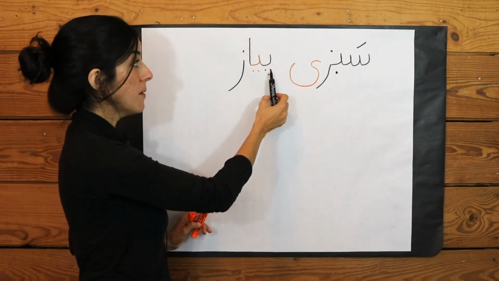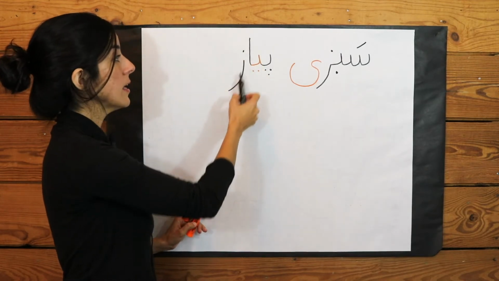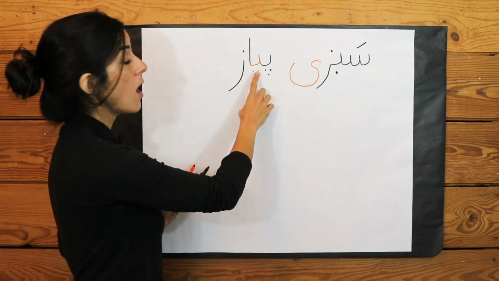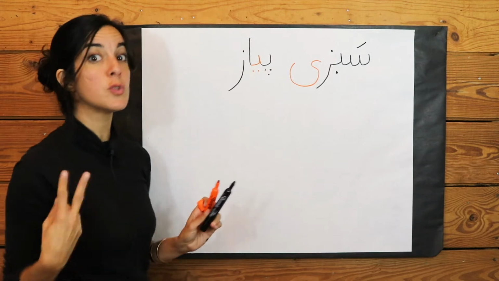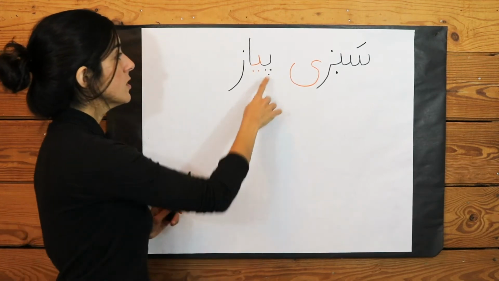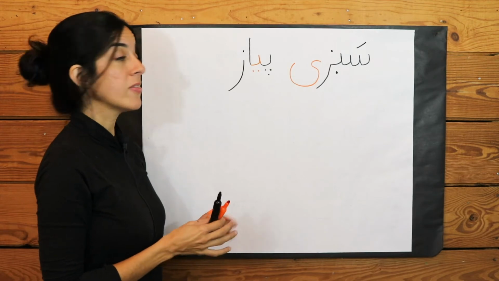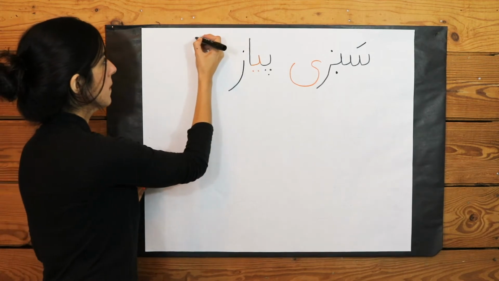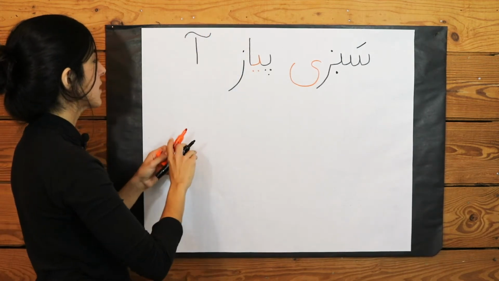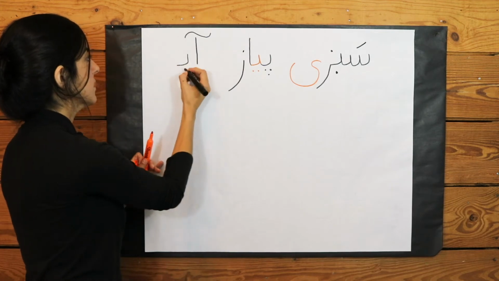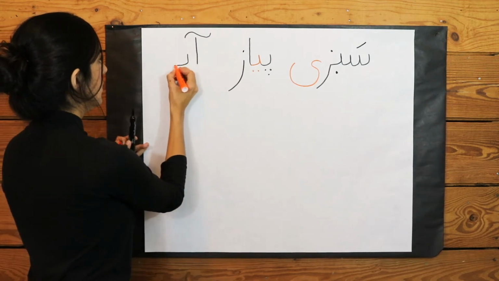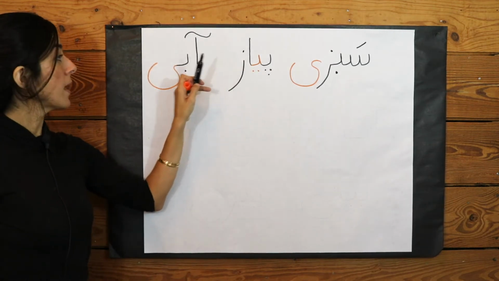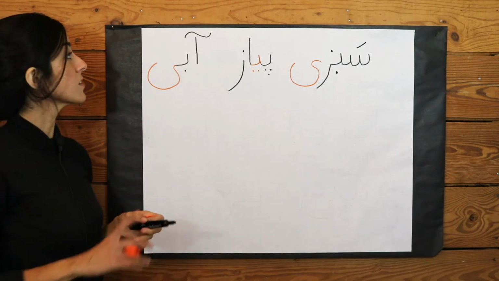Next we have pe, I, a, and ze, and this is piyaz. This is a combination of I and a, so two vowel sounds next to each other. So piyaz, and this is the word for onion. Next, let's practice that ye coming at the end. So this is a, be, ye, abi, and that is the word for blue.